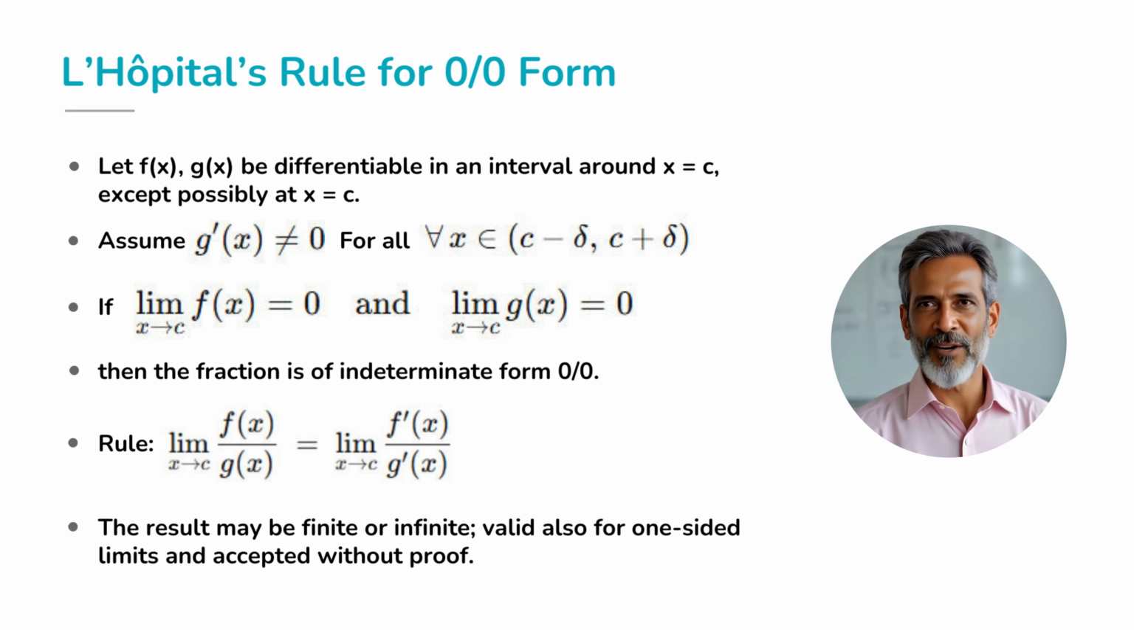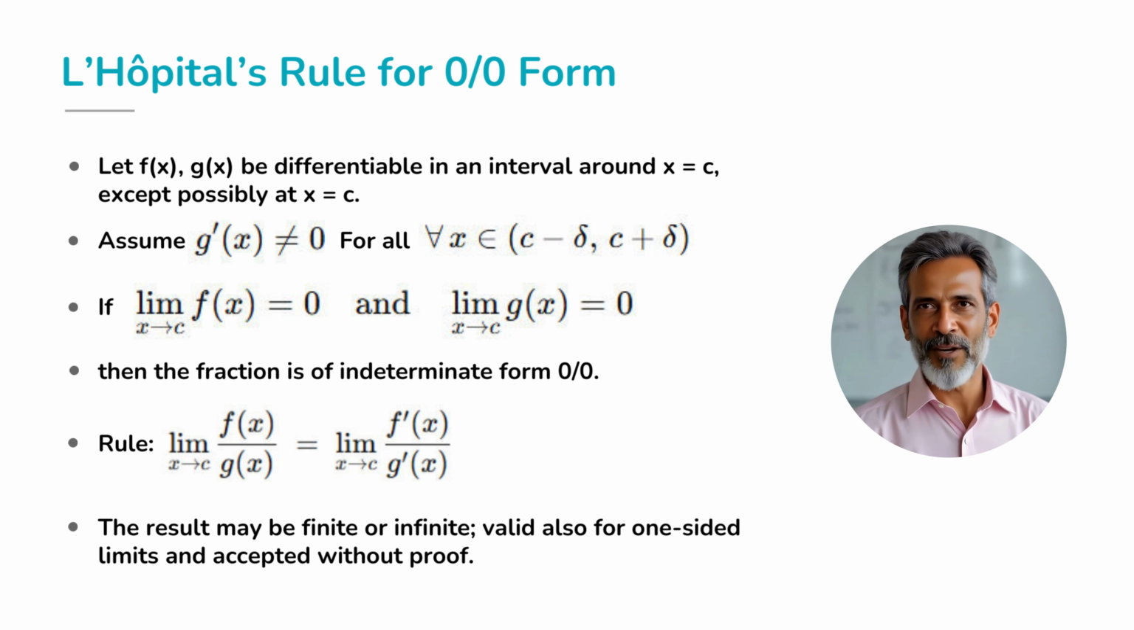Now let's understand L'Hopital's rule for the 0 by 0 form. Suppose we have two functions f of x and g of x, both differentiable in an interval around x equals c, except possibly at c itself. We also assume that g dash of x is never equal to 0 in that interval. Now, if the limit of f of x as x approaches c is 0, and at the same time the limit of g of x as x approaches c is also 0, then the fraction becomes an indeterminate form of type 0 by 0. In such a situation, L'Hopital's rule tells us that instead of struggling with the original functions, we can take their derivatives.